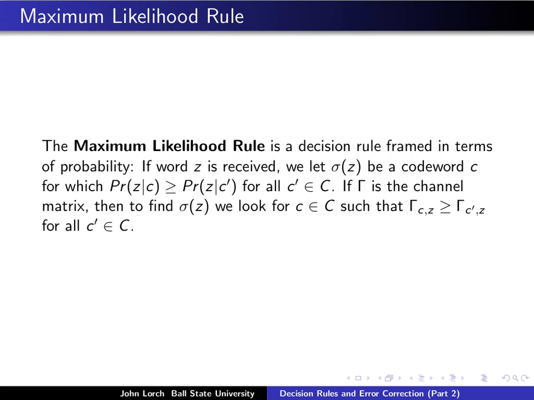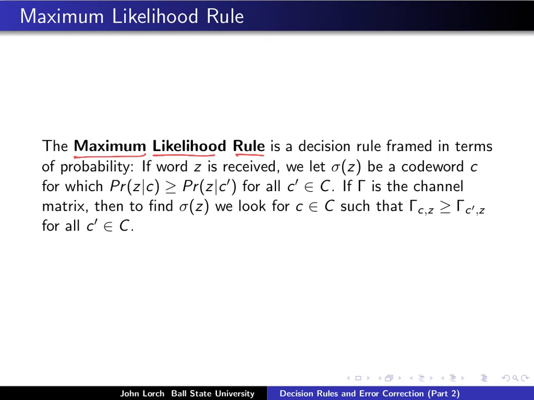Okay, what we did essentially in the previous example is apply something that's called the maximum likelihood rule. So it's a decision rule framed in terms of probability. It says if word z is received, then we let sigma of z be a code word c for which the probability that output z is received given input c is bigger than or equal to the probability that output z is received given any other code word, c prime.